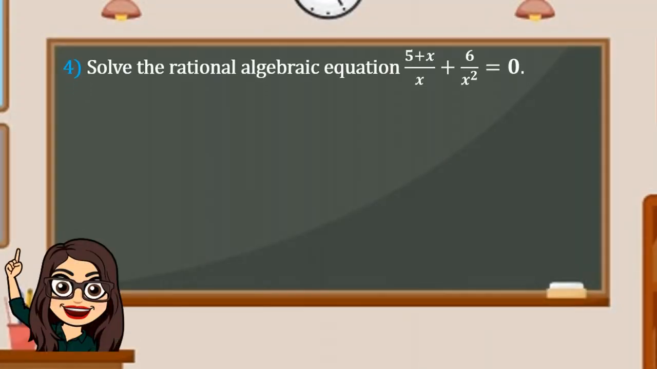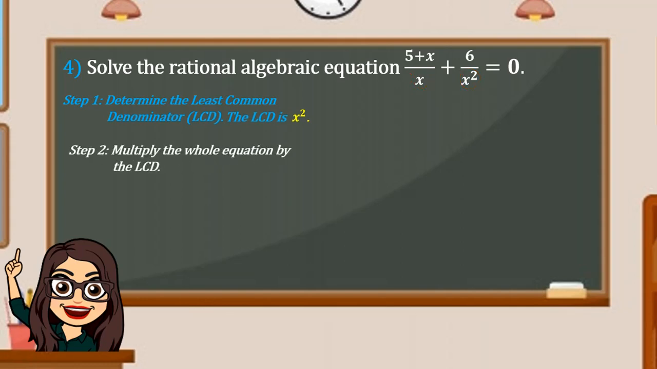Solve the rational algebraic equation 5 plus x over x plus 6 over x squared equals 0. First step, determine the least common denominator, or LCD, of the given equation. The LCD between x and x squared is x squared. Step number 2, multiply the whole equation by the LCD. So x squared times 5 plus x over x plus 6 over x squared equals 0.